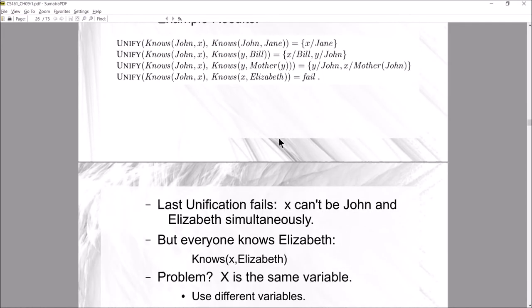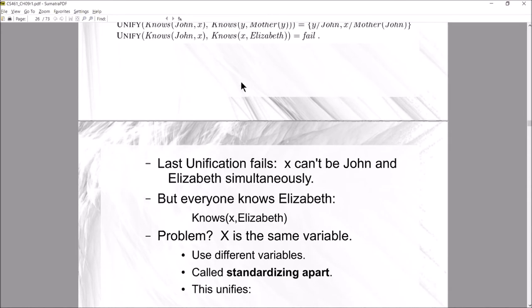That's why it fails. But if you take a look at the second sentence, what you're saying is that everybody knows Elizabeth, right? So shouldn't it be able to work? I mean, if everybody knows Elizabeth, John knows somebody, it doesn't work because we can't make the sentences the same. So what's the problem? X is the same variable. So how do we fix this? Easy, just change the variables, right? Use different variables. Use an X and a Y.